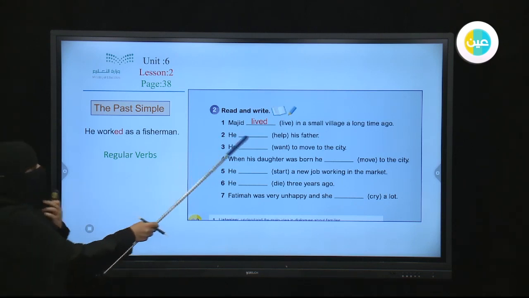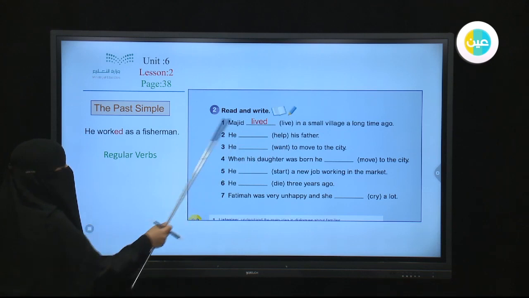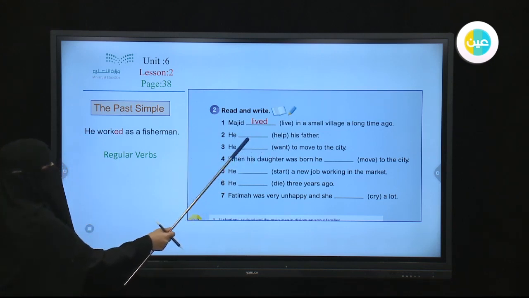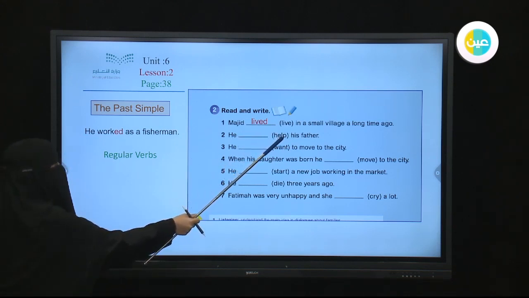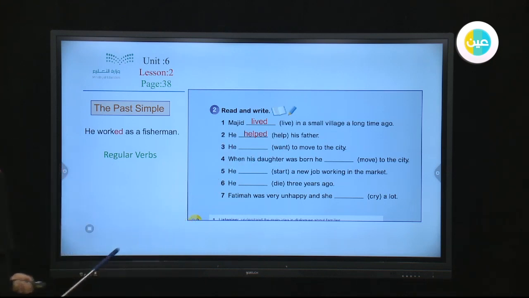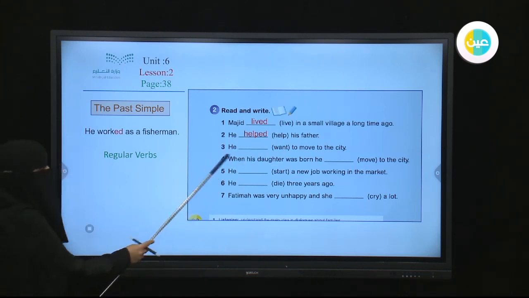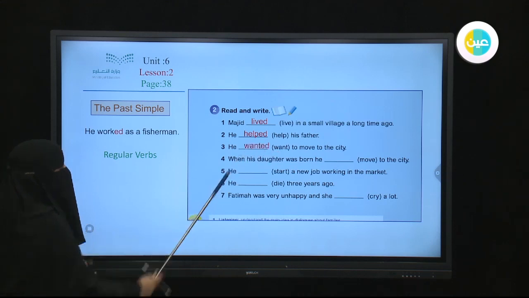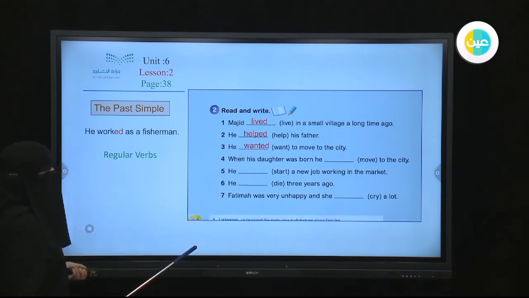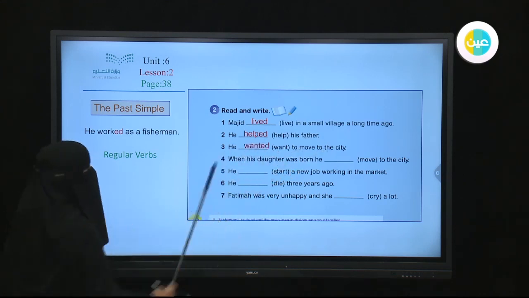He helped his father. I want to change it into the past. So what do I do? Here we don't have the e, so I add the ed. He, and the verb want, yes, we add the ed: wanted. He wanted to move to the city.